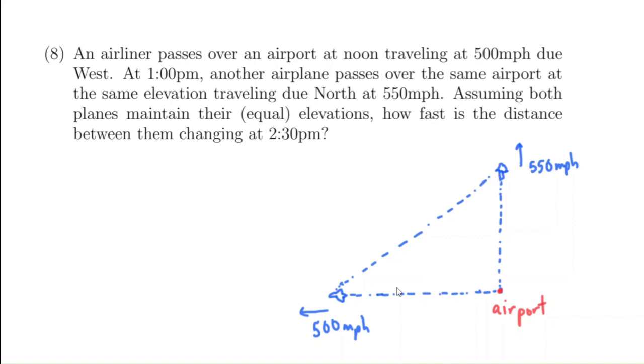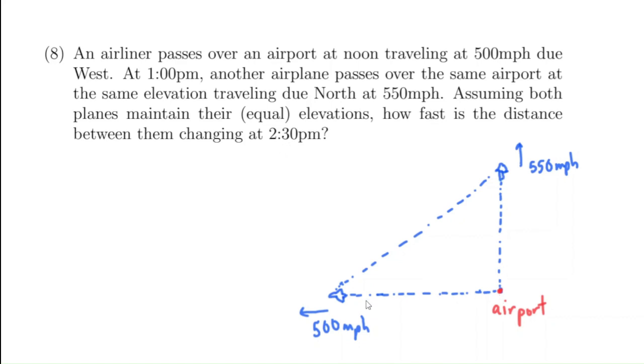But okay, so we have this airplane. That first one goes over due west at 500 miles an hour. We have the next one going north at 550 miles an hour at 1 o'clock. So the question is, how fast is this distance between them increasing at 2:30 p.m.?